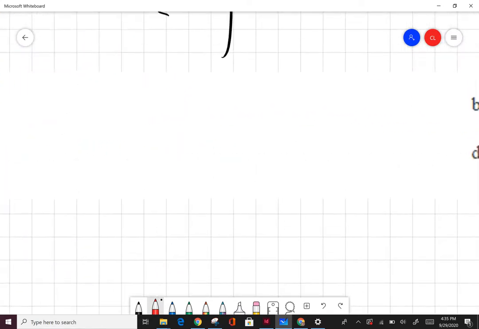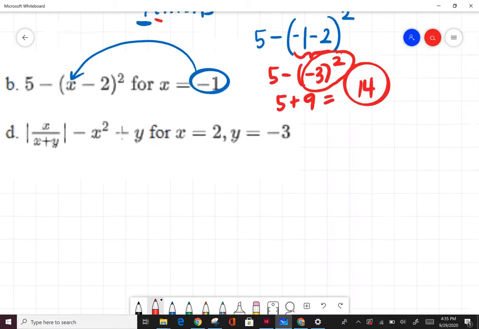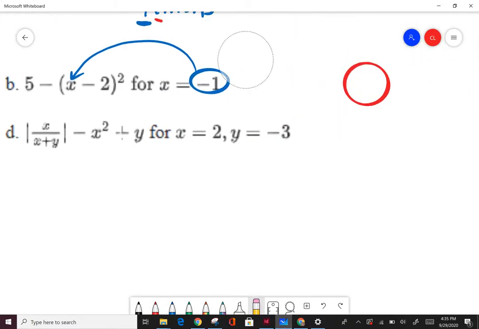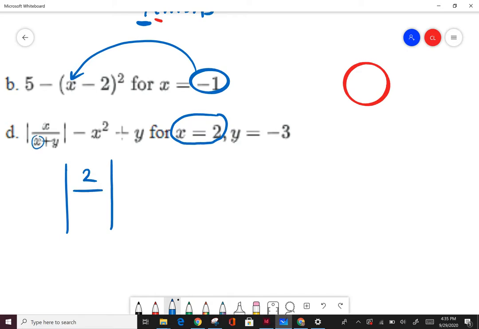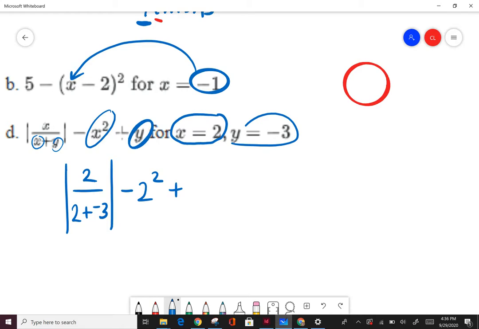And let's go over our last one. We're going to evaluate this time. It looks like we have to evaluate x for 2. So wherever I see x, I'm going to replace it with the 2. So I have the absolute value of 2 over, see the x here, I'm going to replace it with 2 plus, for the y, I'm going to substitute the -3. Minus, right here, x squared, that will be 2 squared. Plus, instead of the y, that will be -3.